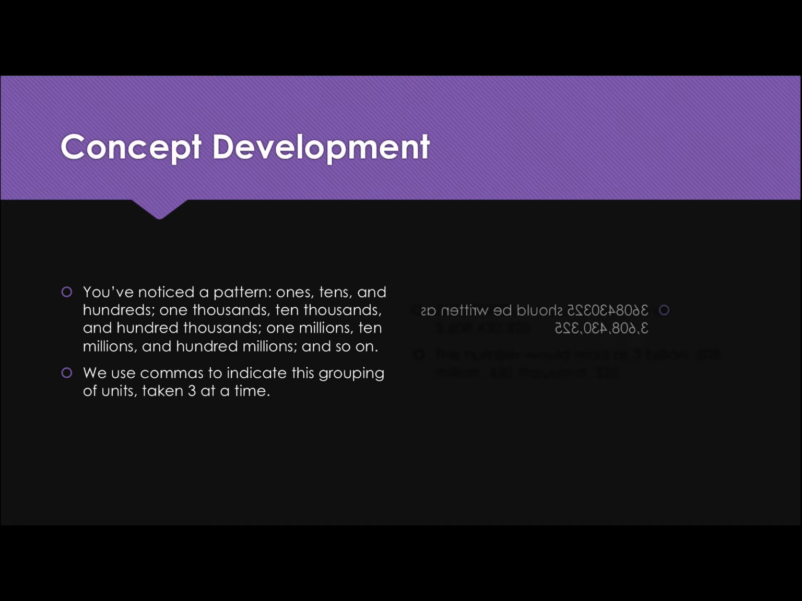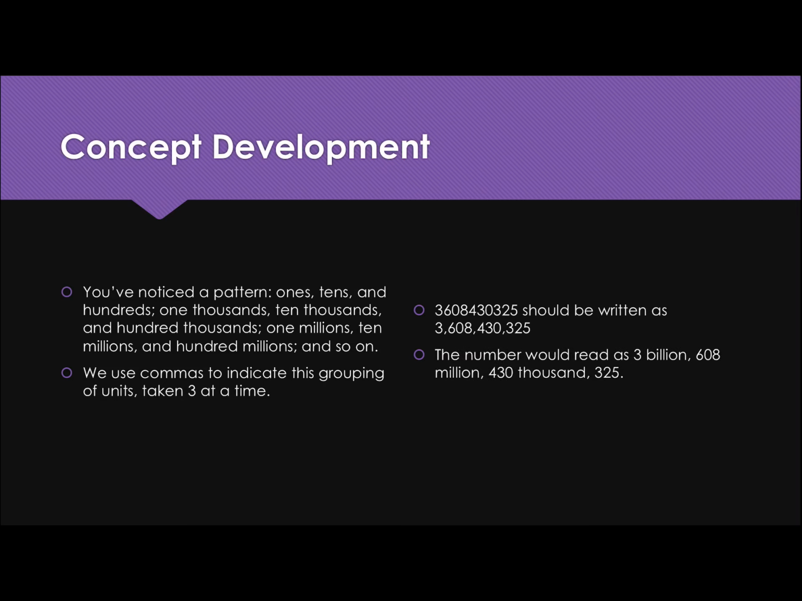So when you have a large number like this, it should be written as 3,608,430,325. Notice you'll see the commas after each third number starting from the right. And the number in written form would look like this.